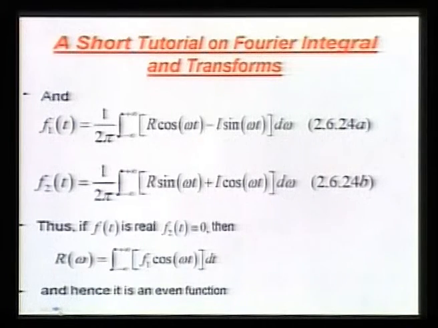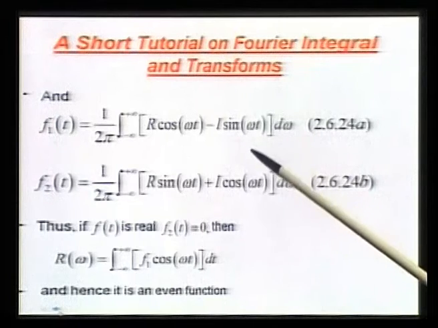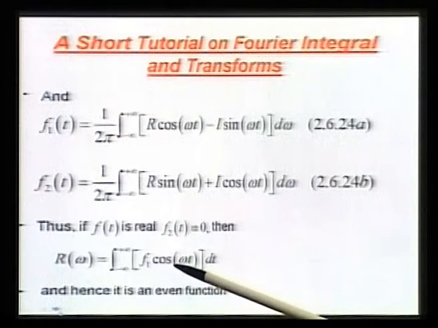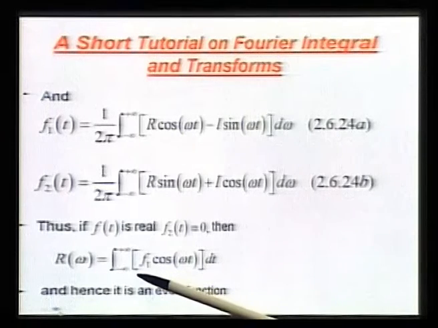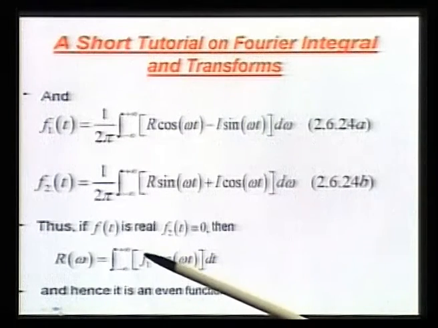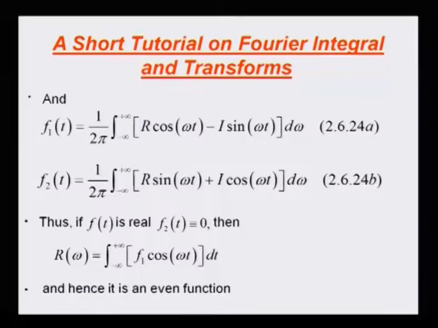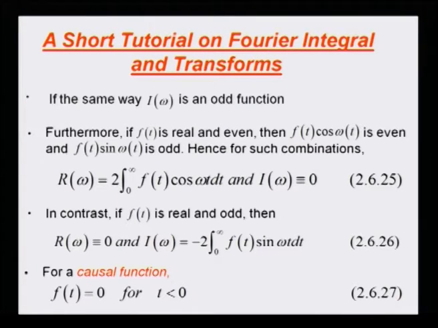For some reason, let us say f of t is real. Then what we find from here is that R of omega is given by this, and it is going to be an even function if f1 itself is even, right. Then instead of doing the integral from minus infinity to plus infinity, we can do a half range integration and multiply by 2, if f1 also happens to be an even function. Same way, if f1 is even, then I of omega becomes an odd function. Okay.